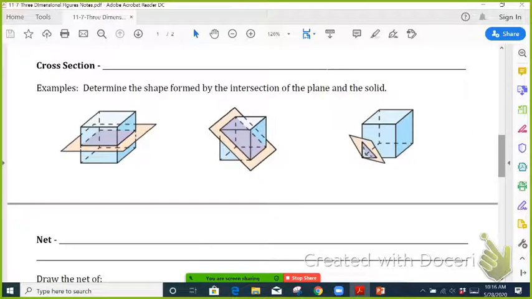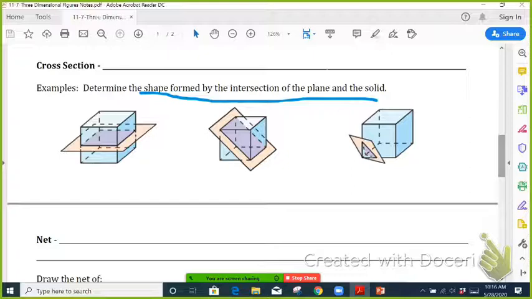Alright, a cross section. A cross section is the 2D shape formed when you cut a 3D shape with a straight cut. Another way to say it is the directions right here: the shape formed by the intersection of a plane and a solid. So the plane is kind of like the knife cutting the solid, and the cross section is the shape that's formed. So take a moment, pause the video, and determine the cross sections of these three cubes right here.